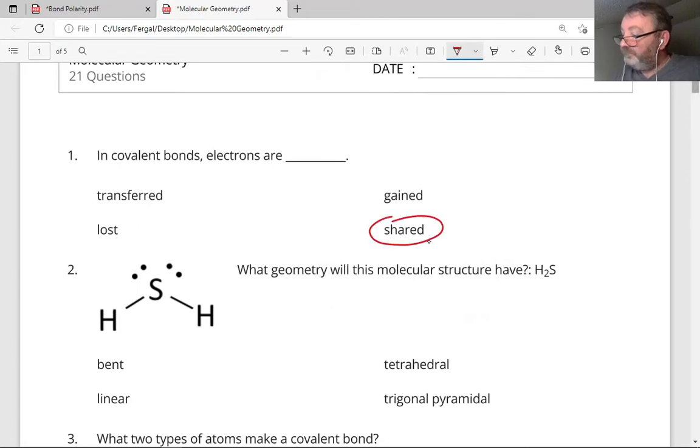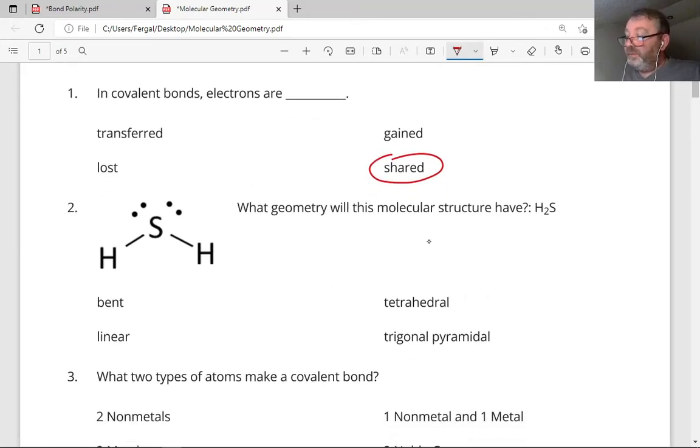Okay. What geometry will this molecular structure have? H2S. Now, there is one pair of bonding electrons, so it's a bonding pair. There's another bonding pair. There's a lone pair, and there's a lone pair. So there's 4 pairs around the center. So I expect tetrahedral. However, because 2 of those pairs are lone, it's going to be bent out of shape, into what we would call a V shape, but bent out of tetrahedral shape. So the word there that I suppose most defines what's happening is that the molecular structure has been bent by the presence of the lone pairs.